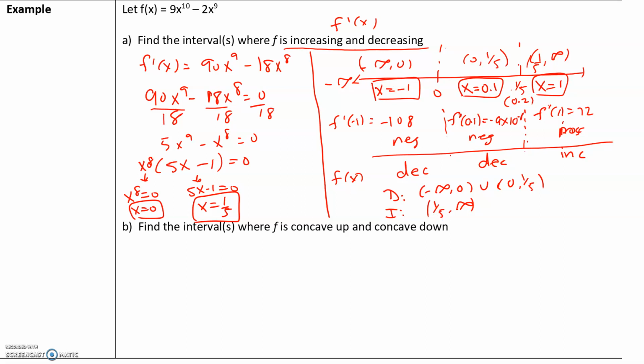Next, we want to find where this is concave up and concave down. So our first derivative, f prime of x, is equal to 90x to the 9th minus 18x to the 8th. So if I take the second derivative, f double prime, this gives me 810x to the 8th minus 144x to the 7th. This can't be undefined because we're not dividing by a variable, but you can set it equal to 0.